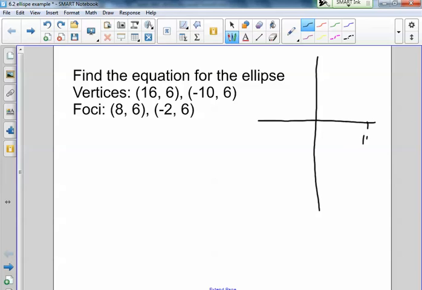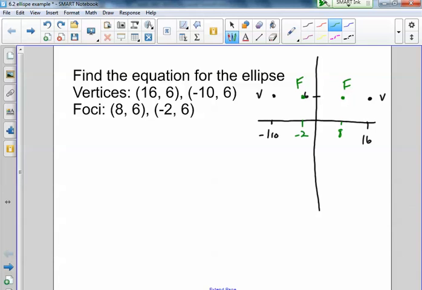I'll just say this is 16 and this is 6. So 16, 6 would be one vertex, up here. Okay, so that's one vertex. Negative 10, 6, I made that probably about here. So that's my other vertex. And my focus point is going to be at 8, 6. So I go over like halfway here, and that's 8 up to 6. So that's one focus point. And the other one's at negative 2, 6. So that's going to be right about there. This is negative 2 up at 6.